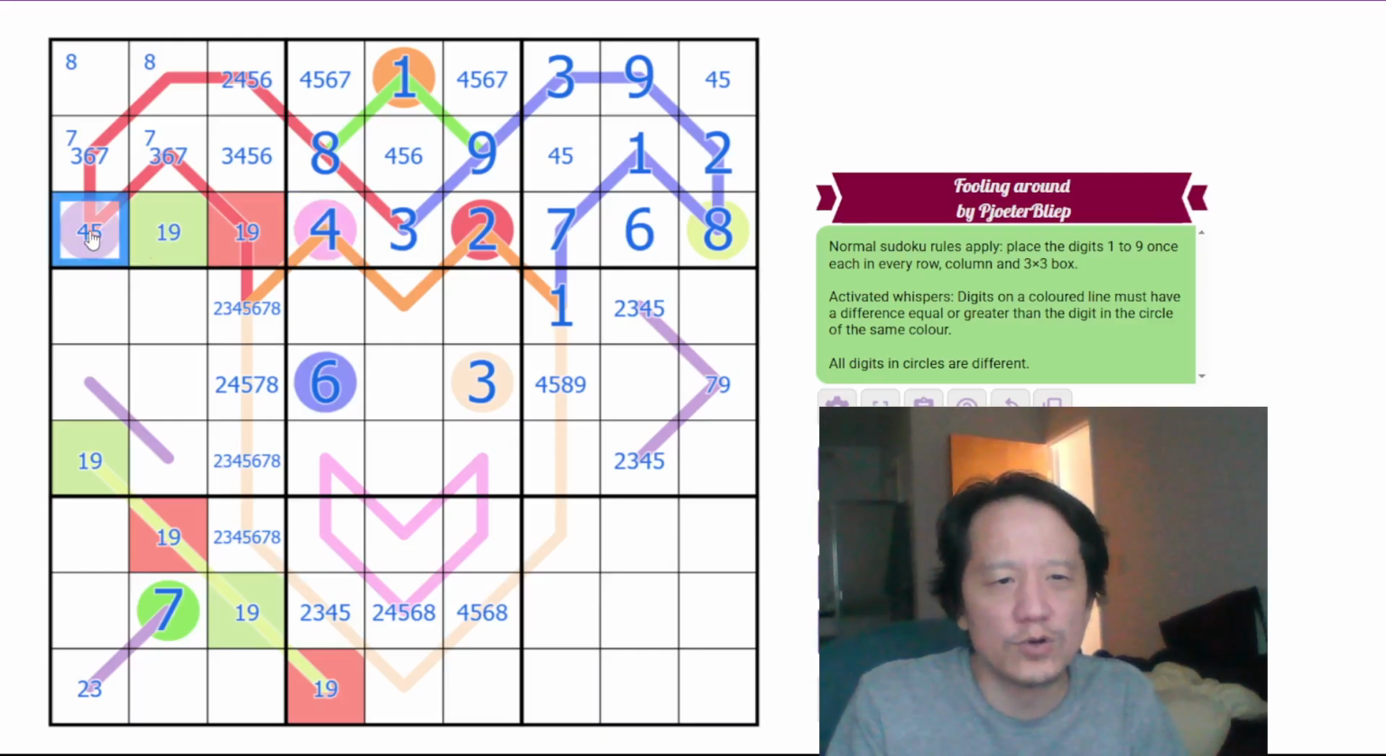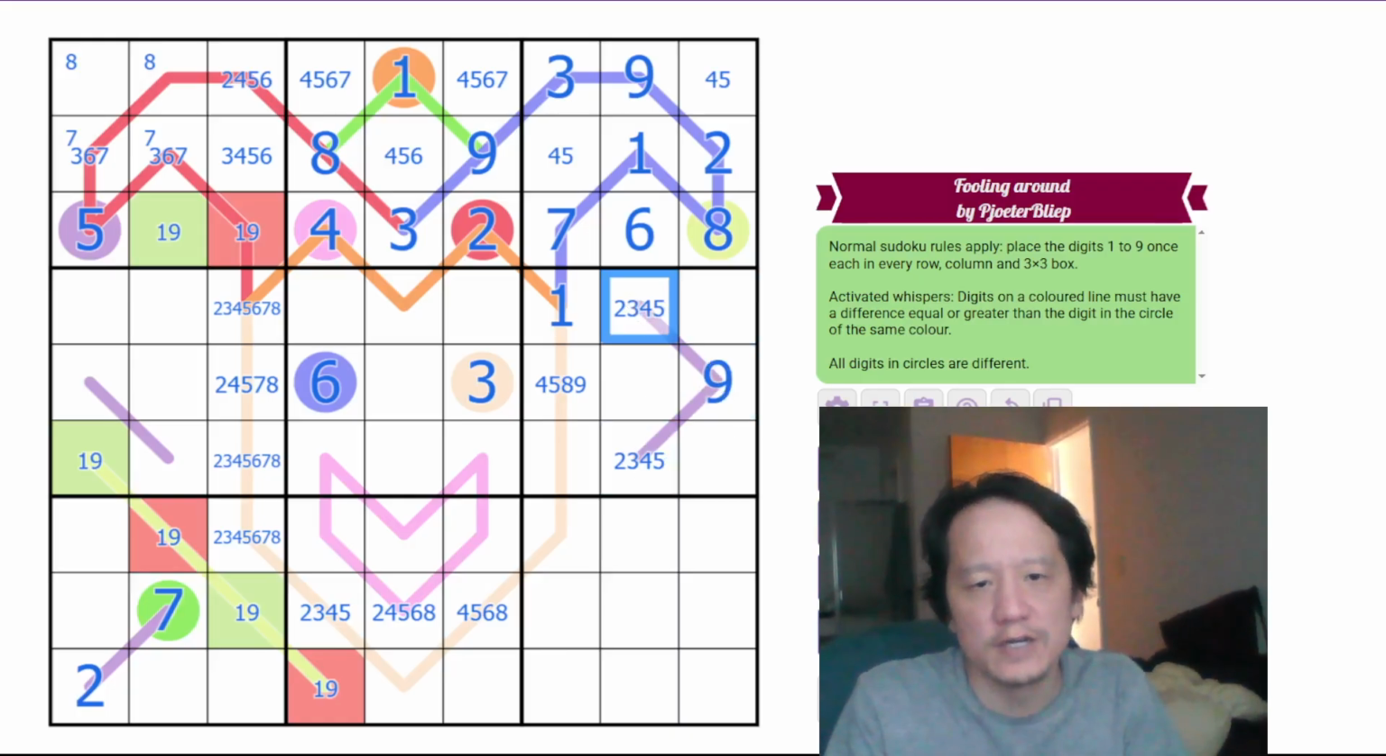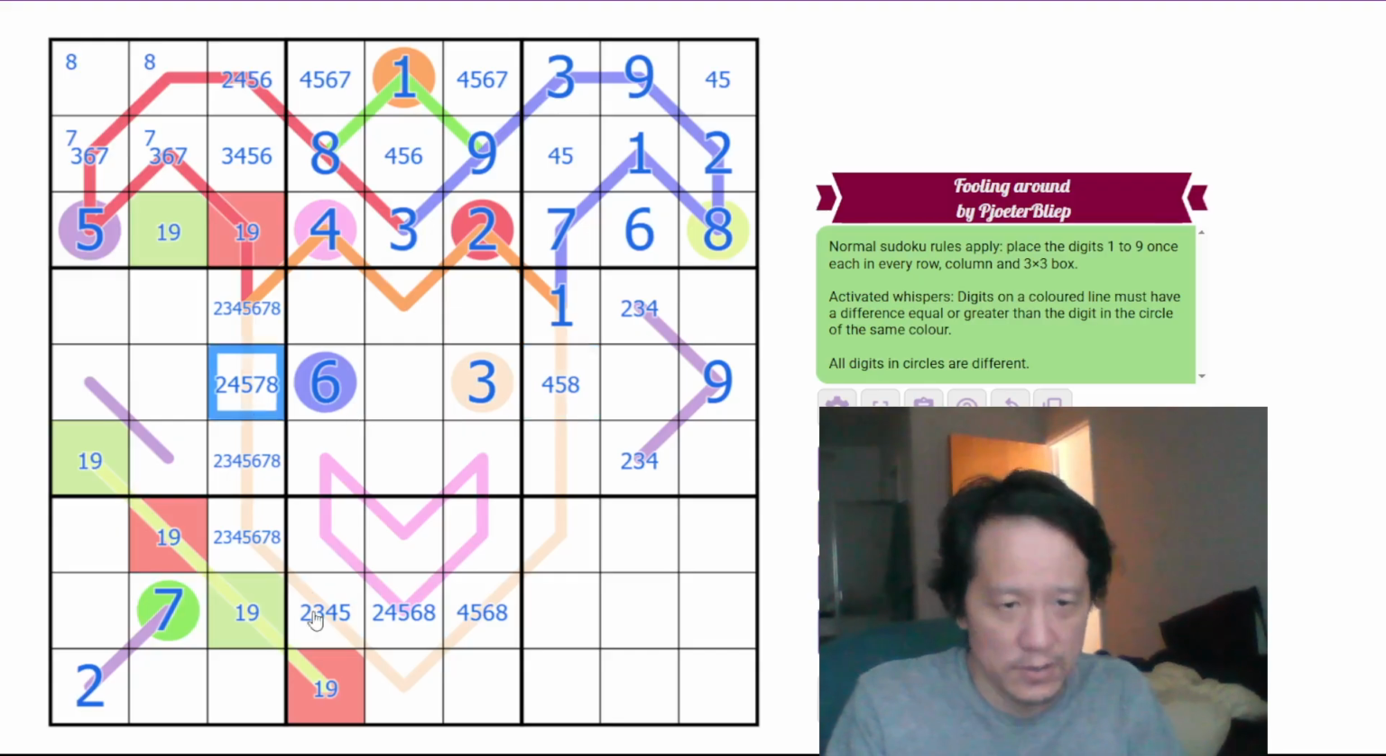So this is 4. This has to be 5, which forces this to be 2. Cannot be 7 anymore, because if it's 7, it has to be next to 1 and 2. So this must be 9. This cannot be 5. This is 2, 3, or 4.